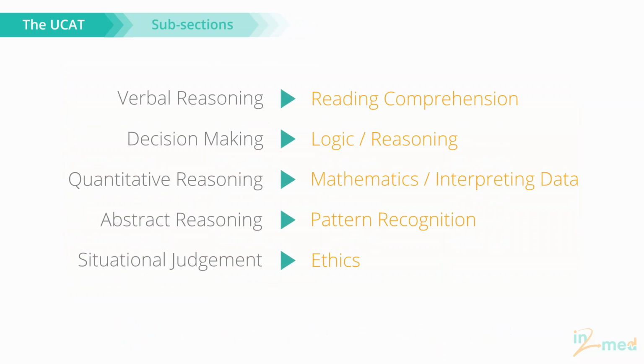This slide gives an insight into what each section largely assesses. Verbal reasoning assesses reading comprehension. Decision-making assesses logic and reasoning. Quantitative reasoning assesses mathematics and the interpretation of data. Abstract reasoning assesses pattern recognition. And situational judgment looks at ethical reasoning.